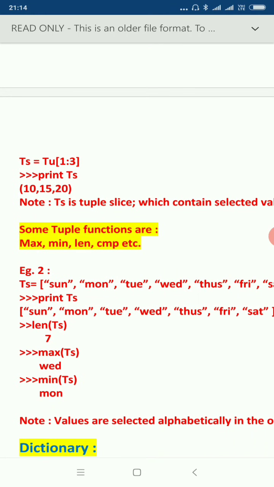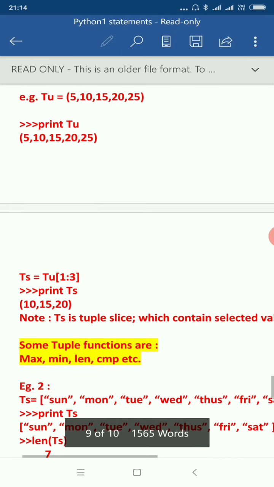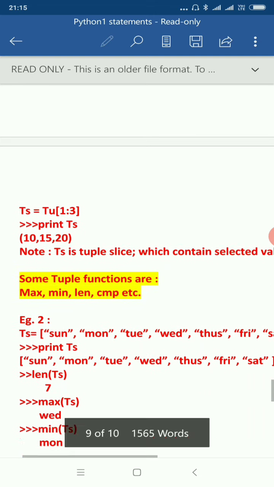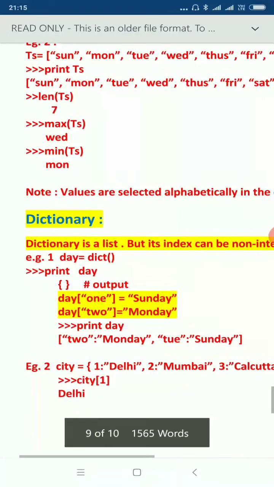Then some values can also be extracted from the tuple, as you can see in the next example, ts equal to tu 1 up to 3. It extracts the values from 1 to 3. Remember in tuple the first value is indexed as 0, the second value is indexed as 1, and so on. That's why it takes from the second place. The 3 values it has taken are 10, 15, 20. Then there are some more tuple functions, max, min, len, compare, all that you can see.